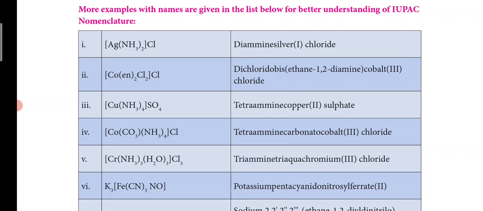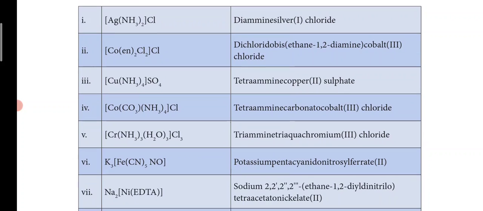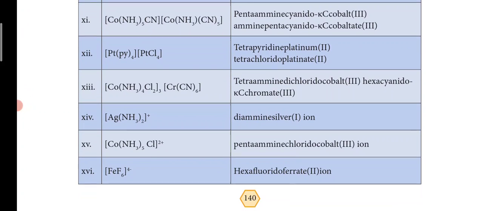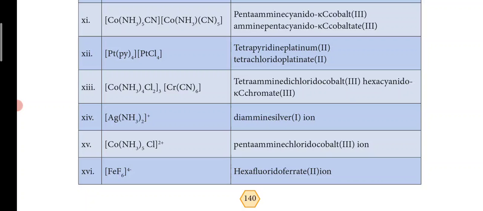First one, if you see Cl minus, chloride will be the anion, and the remaining coordination entity will be the cation. In that you have the central metal atom and ammonia, NH3 two times. So you have to use the prefix. First you name the ligand. Two ammonia, so you use the prefix di: diammine, silver. Then you go to the oxidation state of silver, which should be given in parentheses. You calculate and identify it, it will be 1. Then chloride.